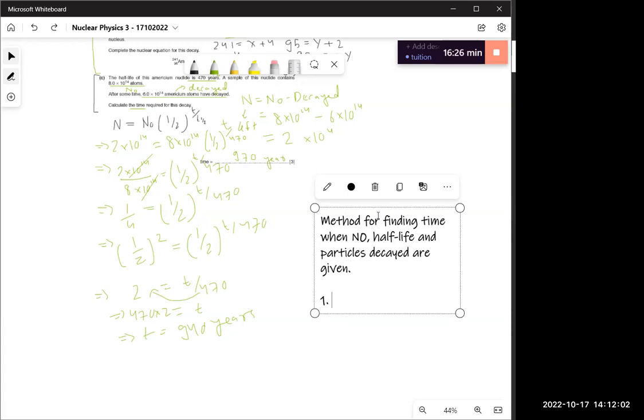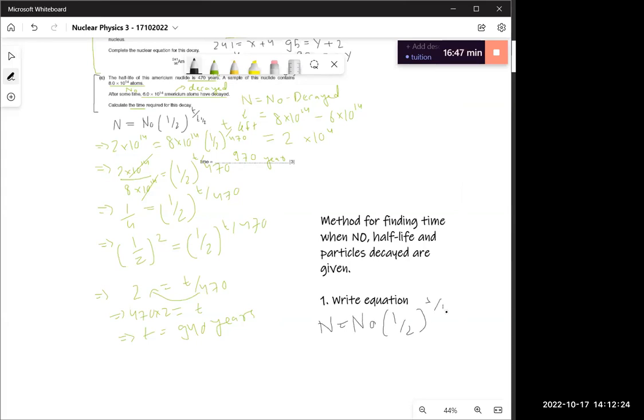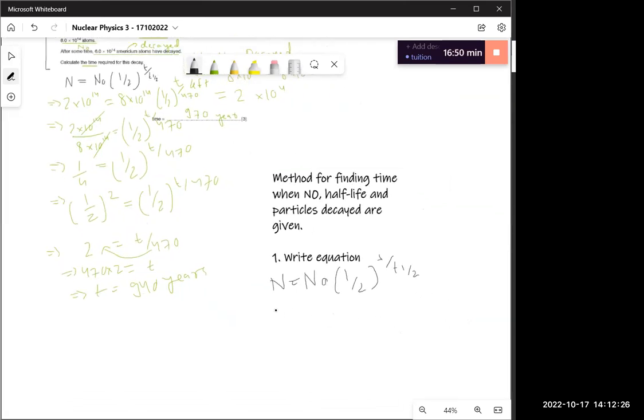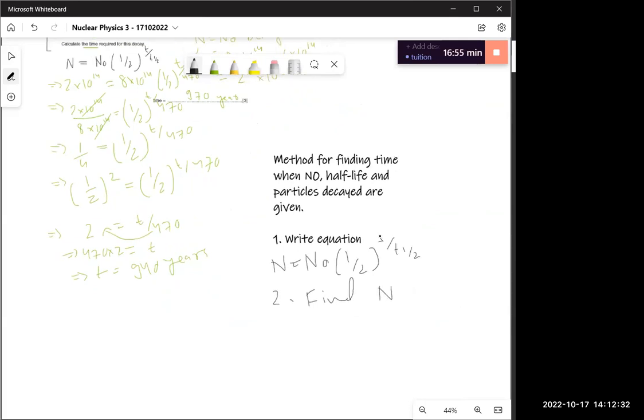First step is you use the equation. So first step, write the equation. The equation is going to be what? N equals N0, half to the power t over t half. Right, that's something you need to memorize very clearly. T by t half. Second step, find N. We don't know what N is. To find t, we need to find N. N is equal to N0 minus decayed, the ones which are not present anymore.